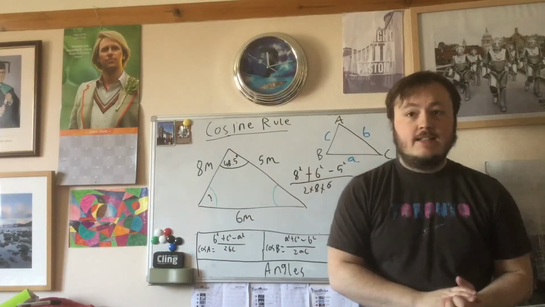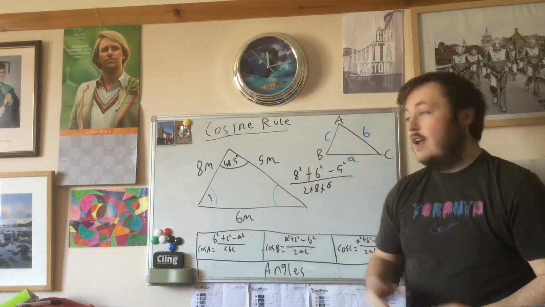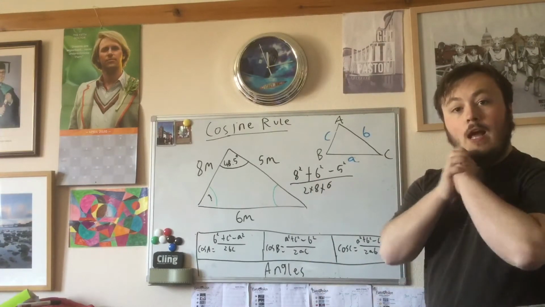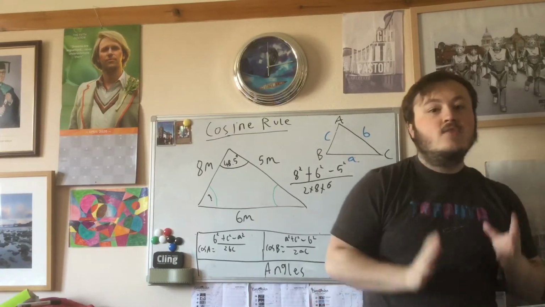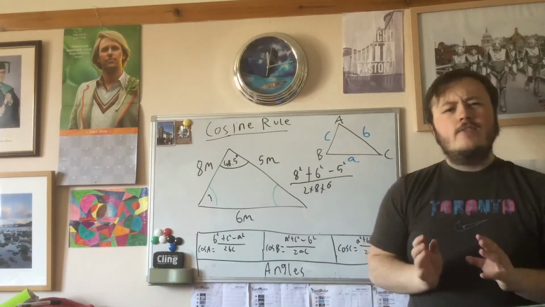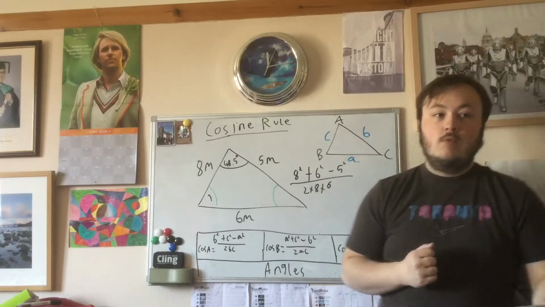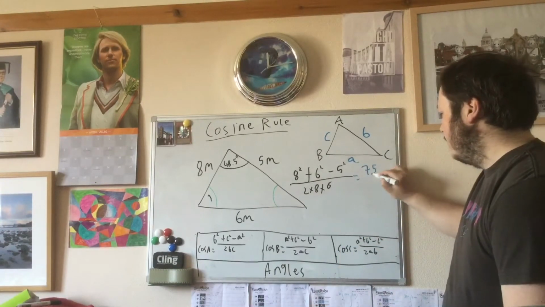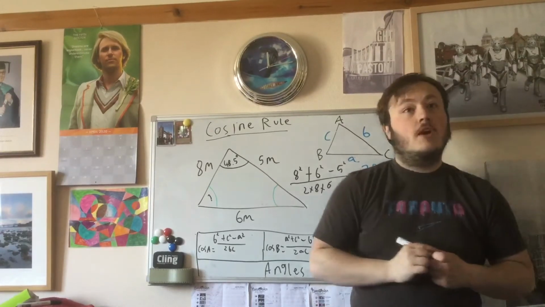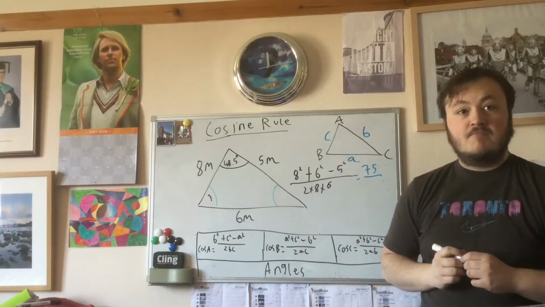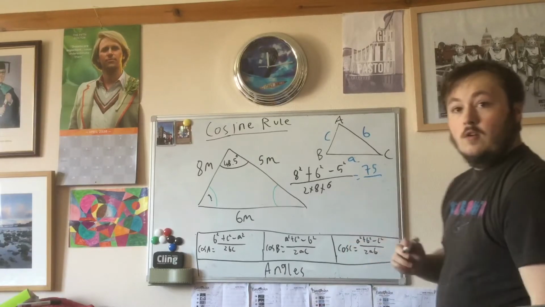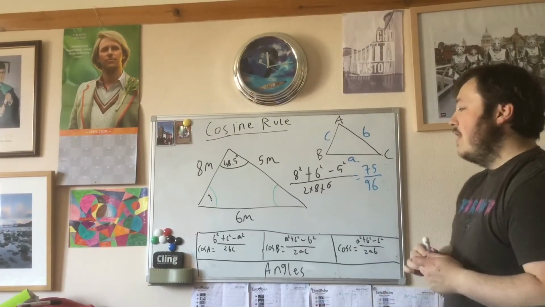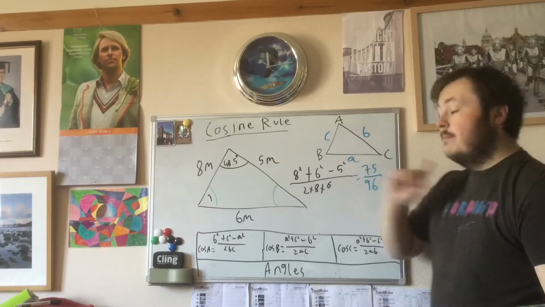Now 8 squared is 64. 6 squared is 36. You add that all together, you will get 100. 5 squared is 25. Now 100 minus 25 will be 75. Now 2 times 8 is 16. 16 times 6 will be 96. And that is the cosine of our missing angle.